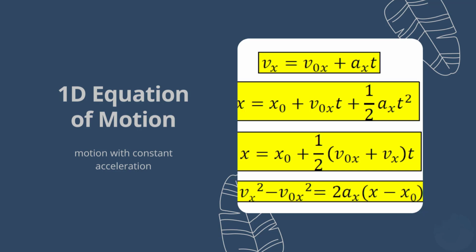We also have the second equation, which is actually given by x equals x0 plus V0x times time plus 1/2 ax t squared. We also have x equals x0 plus 1/2 times V0x plus Vx times t. And the last one, we have Vx squared minus V0x squared equals 2ax times x minus x sub 0.